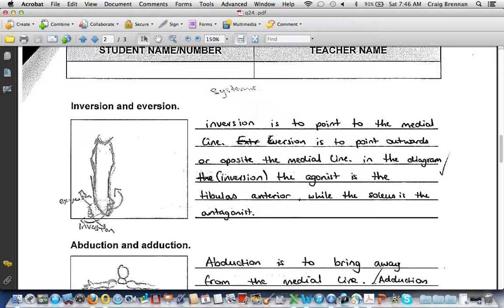Inversion and eversion. So he's got the foot coming in, the foot going out. Inversion is to point towards the medial line. Eversion is to point outwards, opposite the medial line. In the diagram, the agonist is the tibialis anterior while the soleus is the antagonist. That's a little bit of additional, but he's got the diagram supporting what he's saying here with both inversion and eversion. Inversion, eversion involves the foot.